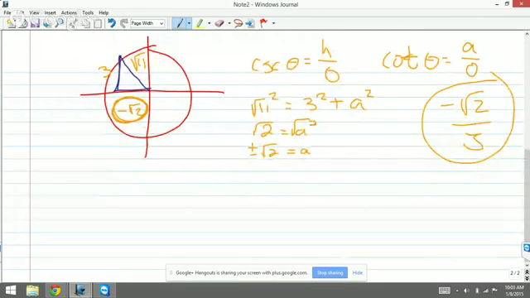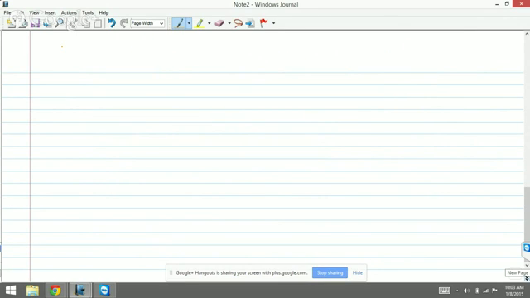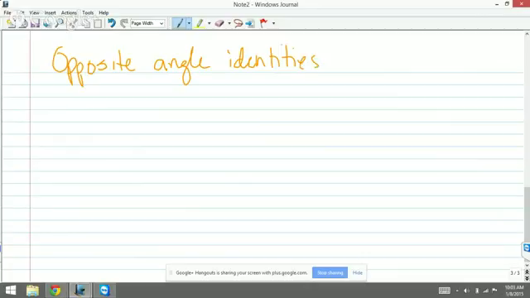Good, good, good. What's next? Something that I didn't show you yesterday, but they're very useful at times, are the opposite angle identities.